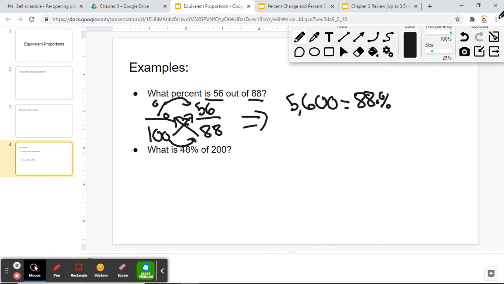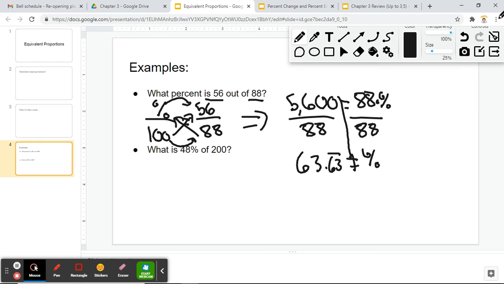All right, so now to solve this, we are just going to do some algebra. We need to divide both sides of our equation by 88, because since we're multiplying by 88, we need to do the opposite, and the opposite of multiplication is division. So 5,600 divided by 88 gives you 63.63 continuing, and that's equal to our percent. So what percent is 56 out of 88? That means that 56 over 88 would be equal to 63.63%.